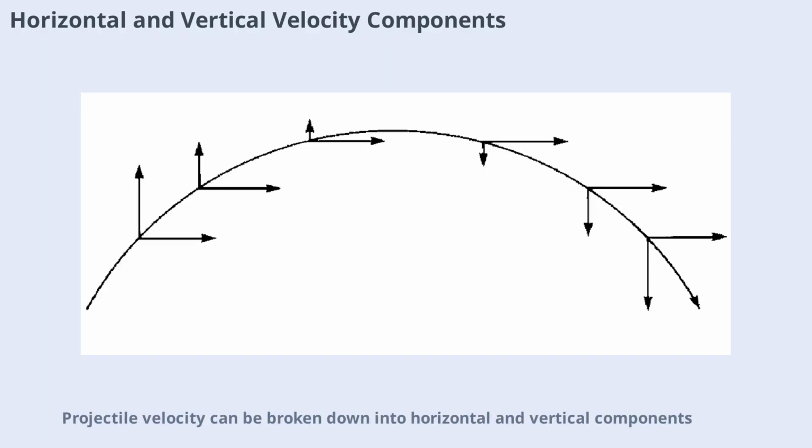Projectile velocity can be broken down into horizontal and vertical components. The horizontal component remains constant throughout the flight, while the vertical component changes due to gravity. This distinction is crucial for analyzing and predicting the motion of projectiles in various contexts.